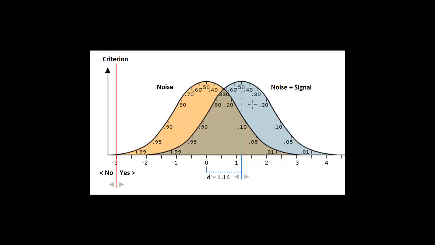The blue one is our signal and noise distribution, or noise and signal distribution. And the first question I want to ask you is, why is it called the noise and signal distribution instead of just the signal distribution? Well, noise is always present. There's always going to be noise.